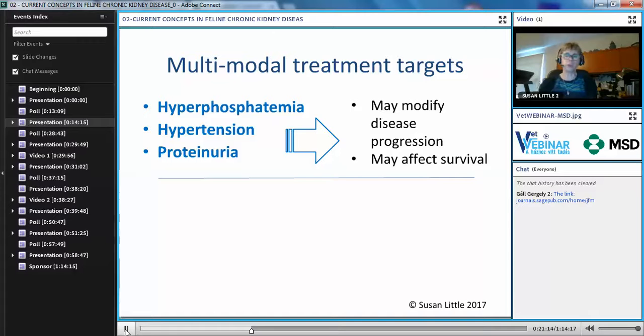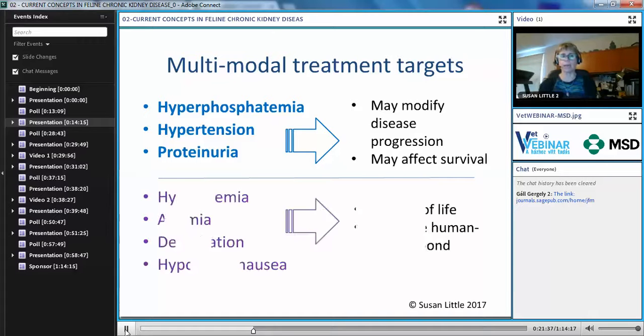So the first group I think are a priority. So these three things: increased serum phosphorus, increased blood pressure, and proteinuria are the three top targets that I think we should be monitoring and treating because they actually may have an impact on slowing disease progression and prolonging survival in cats. We have some nice data in the literature that suggests we actually can slow down disease progression if we prioritize those targets.